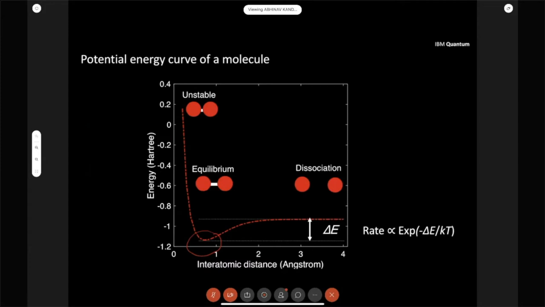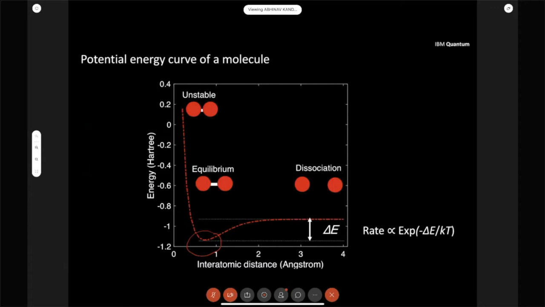Well, one approach could be to just do an experiment. You could just run an experiment and perhaps measure it. And having to do this for every molecule you're interested in can be a very time-consuming and expensive task. But a more efficient approach could be to simulate it, right?